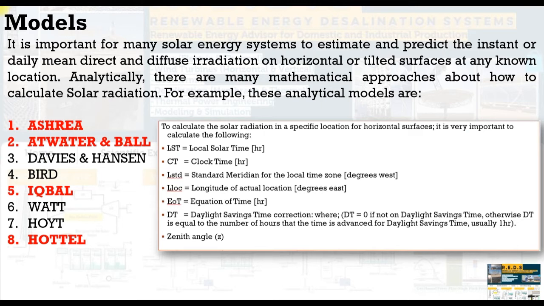The main target of such techniques is to calculate solar radiation angles based on local solar time, clock time, standard meridian, longitude and latitude, and the equation of time. One main target, as an example, is to calculate the zenith angle. This is the most important parameter of such a configuration.